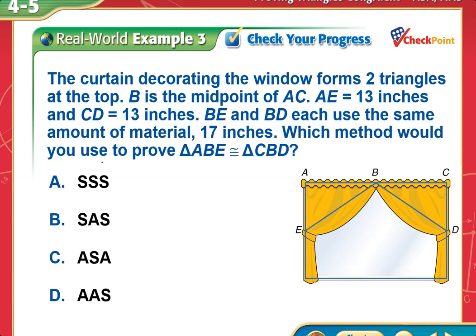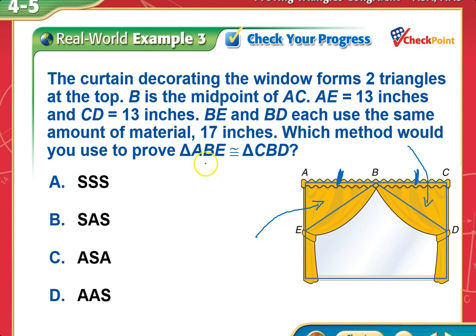Which method would you use to prove triangle ABE is congruent to CBD? You can see the triangles right up here in the curtain, and then the second triangle being over here. We know the curtain decorating the window forms two triangles at the top, and B is the midpoint of AC. That tells me that this side length here is congruent to this side length here, isn't it?